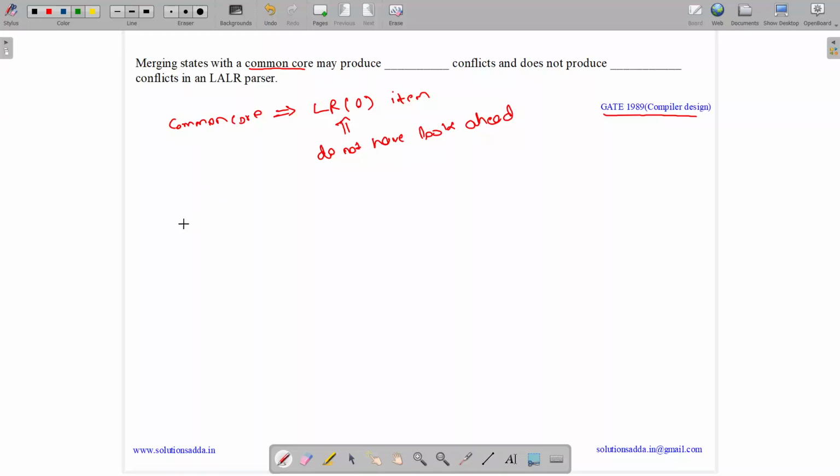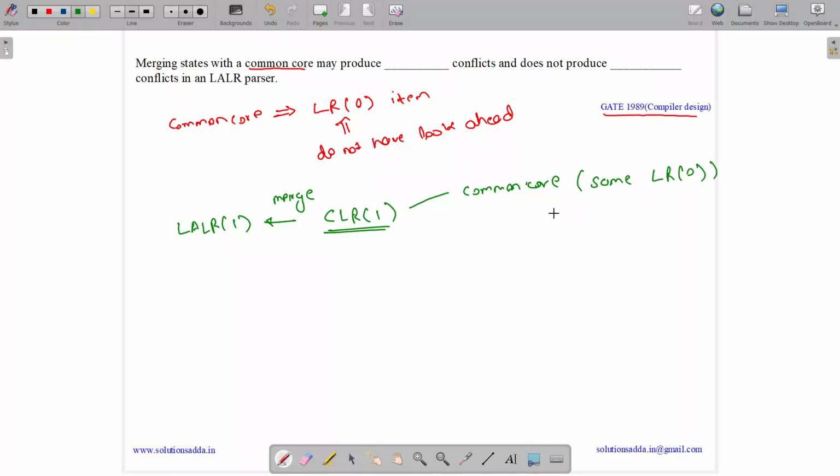Now, in LALR1, what we are doing is merging the states obtained in CLR1. So we are merging the states obtained in CLR1 to get LALR1, and the CLR1 states which are merged are those which have a common core, the same core, or we can say the same LR0 items. Only those states are merged, but these states may have different lookaheads.